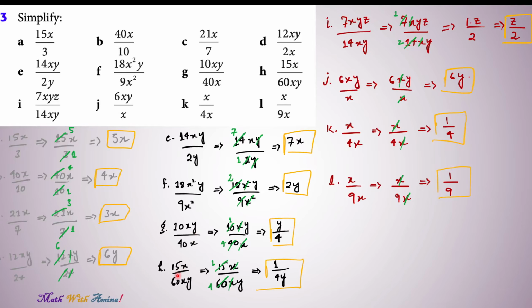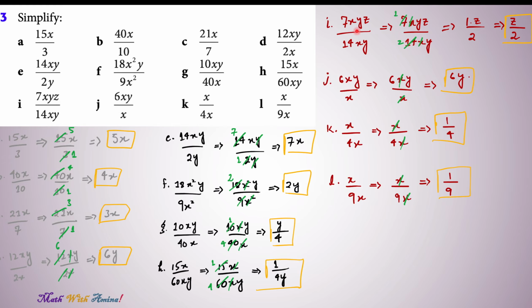fraction. Then we have 15x over 60xy. So again we look for the common factor. 15 multiplied by 1 is equal to 15. 15 multiplied by 4 is equal to 60. So the numbers are simplified. We get 1 over 4. X appears in the numerator and so it does in the denominator, so they both get cancelled. As you can see in here, they are cancelled, and we are left with y in the denominator. So the final answer would be 1 over 4y.